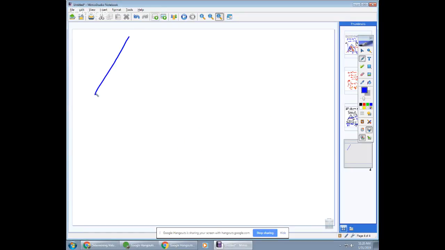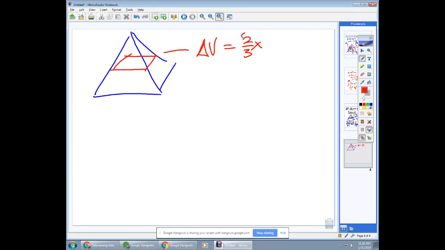All right, so here's what we got now. For this particular pyramid, drawing it to the best of my artistic ability, we've determined that a little thin slice perpendicular to the base has a volume. I'm going to call it delta V for delta volume. It's a little slice of volume, 2/3 times x squared dx. All I have to do now is integrate through all possible slices.